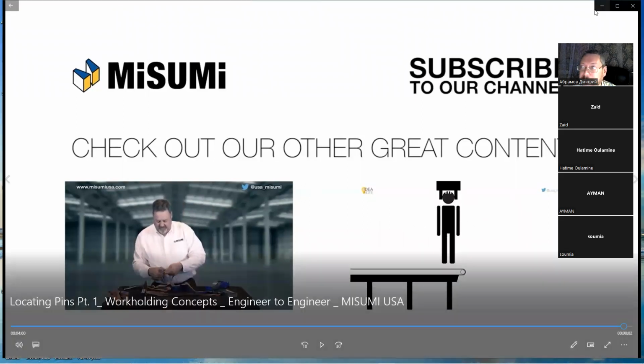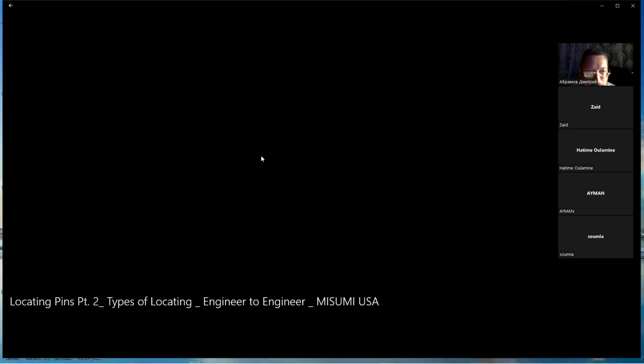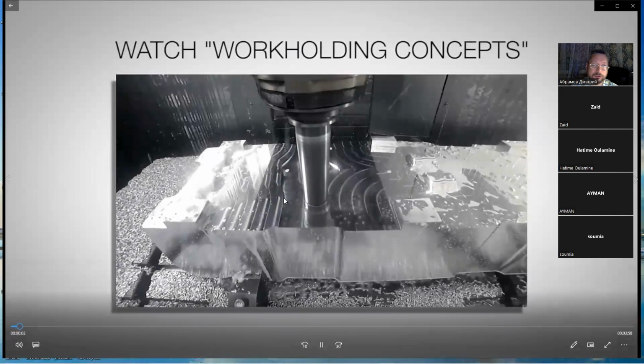This was first video about fixing, and now location pins. Locating Video pins are number used in 2.